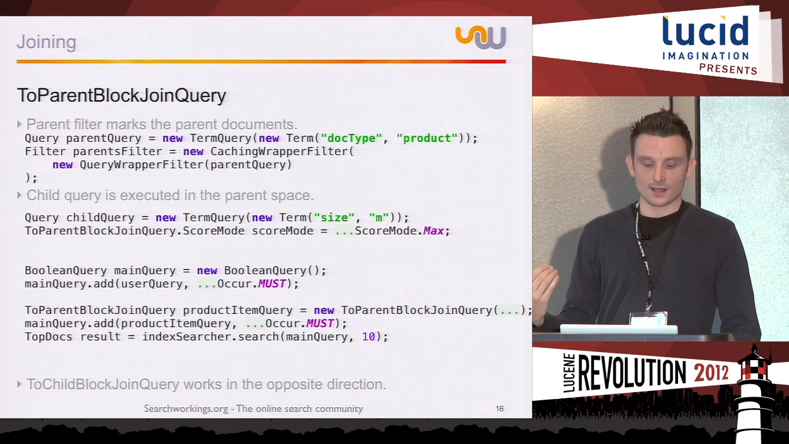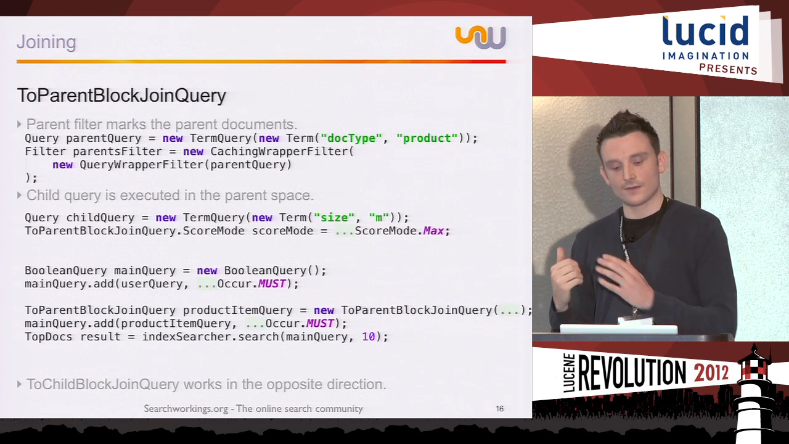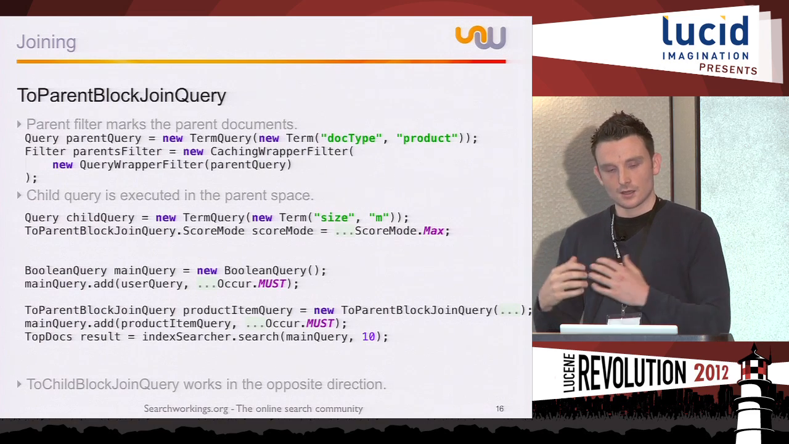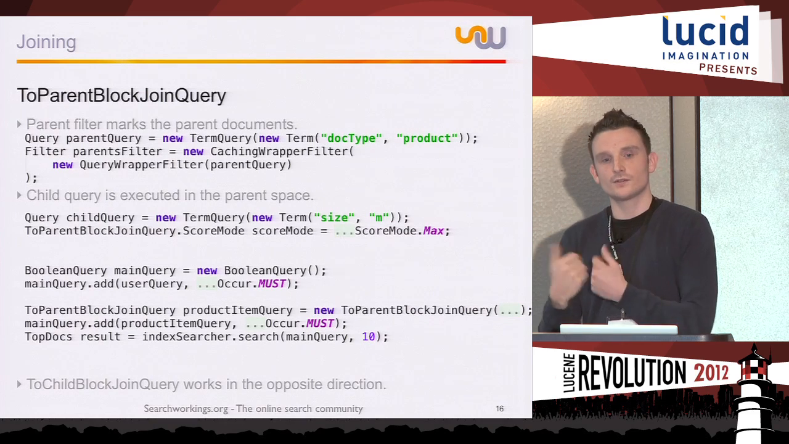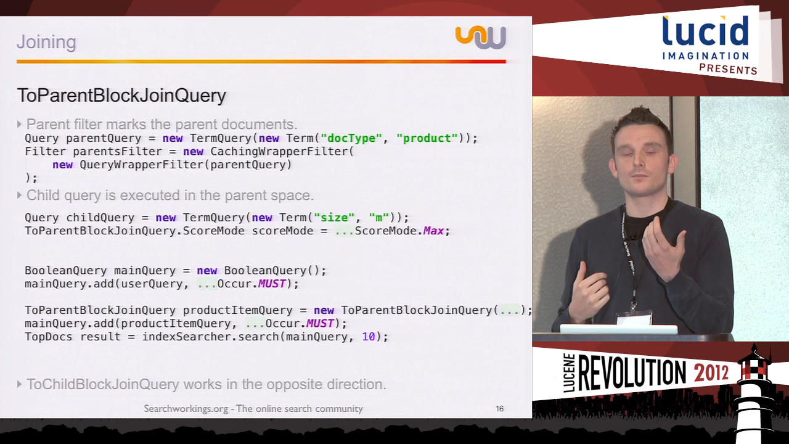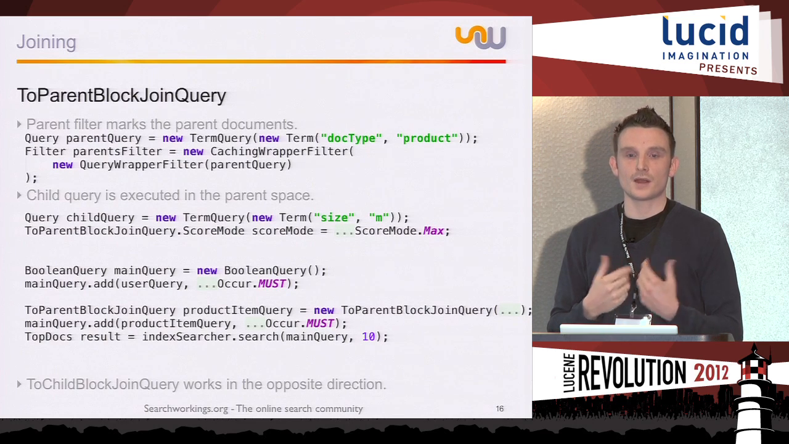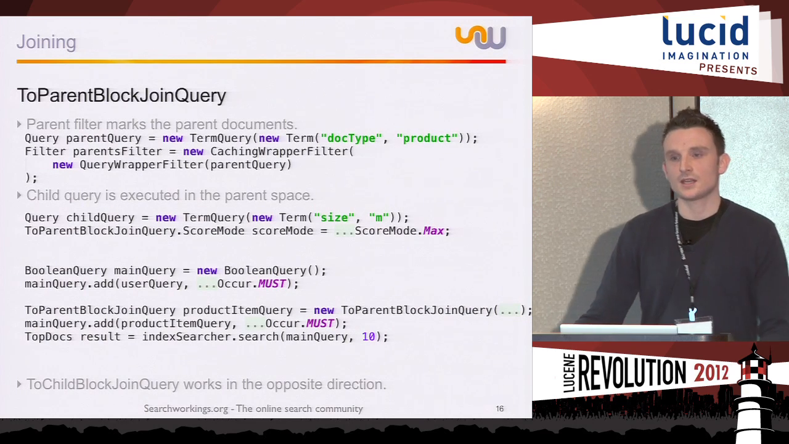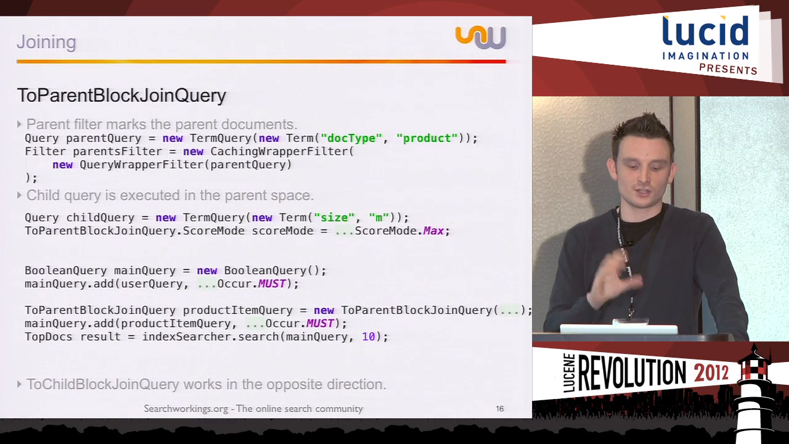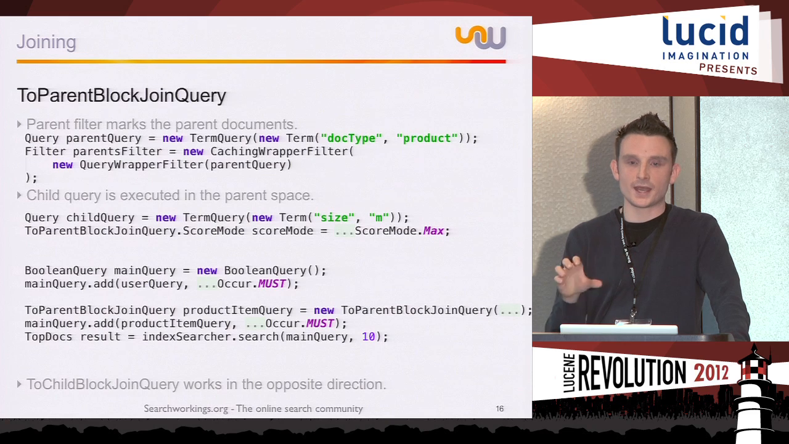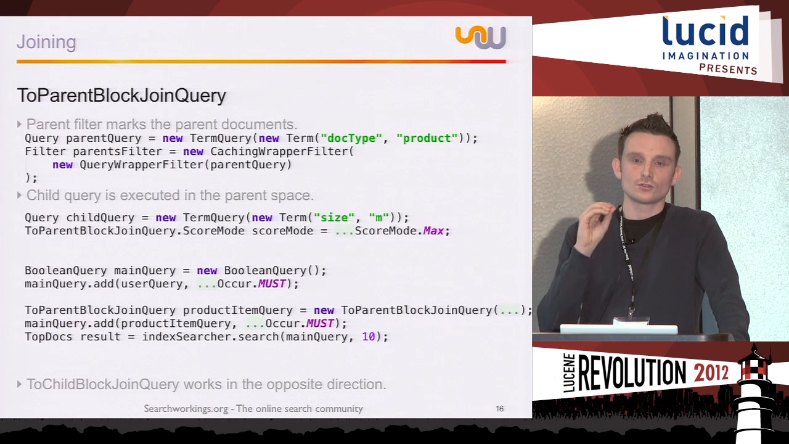Then we create a score mode. The reason we have a score mode is that you score across more than one child, more than one product item, but you only have one parent, one product. So you need to decide how to map the score into this one parent. And there are specific strategies for this. In this case, it's max. So the highest score is basically mapped into the parent.